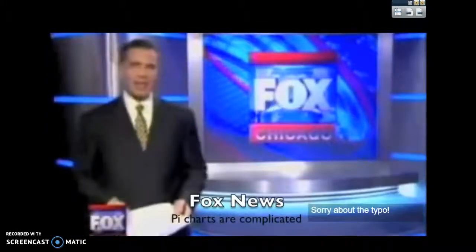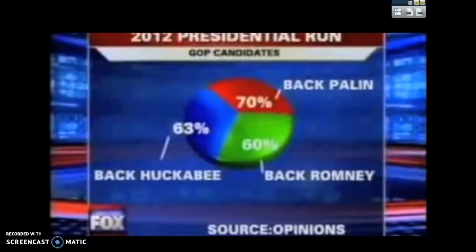The new opinion dynamics poll for 2012 shows her on top. When it comes to landing the nomination, Palin is at 70%.